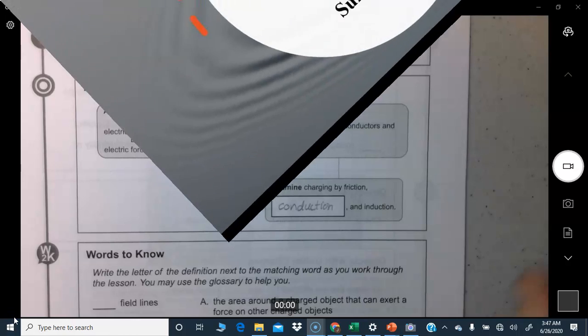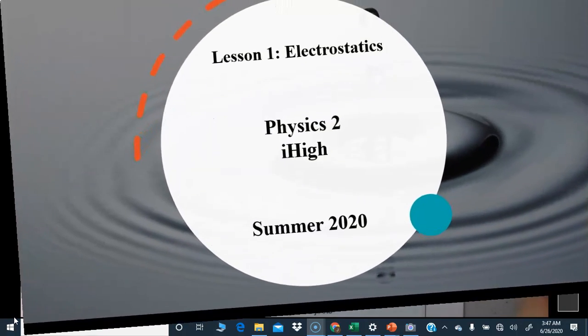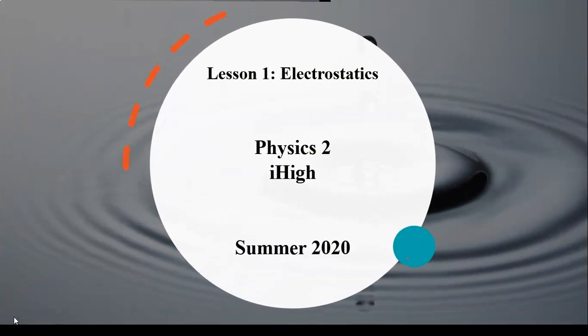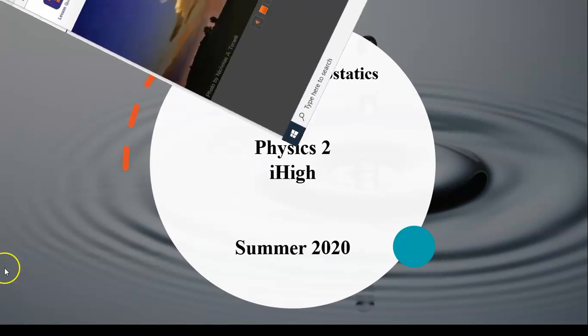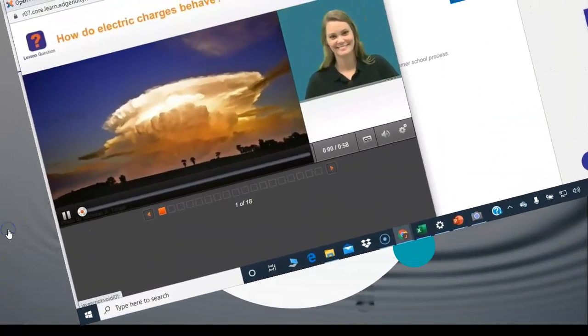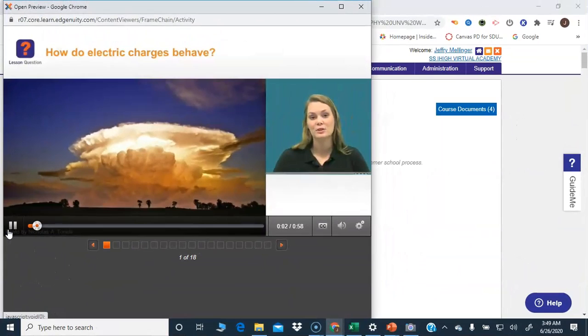All right, now we continue on with the instruction portion of the lesson. We've just reviewed how charged particles behave when they get close to each other. One area of the study of charges is known as electrostatics. Static means stationary or having little motion or not changing. So electrostatics is the study of charged particles at rest.